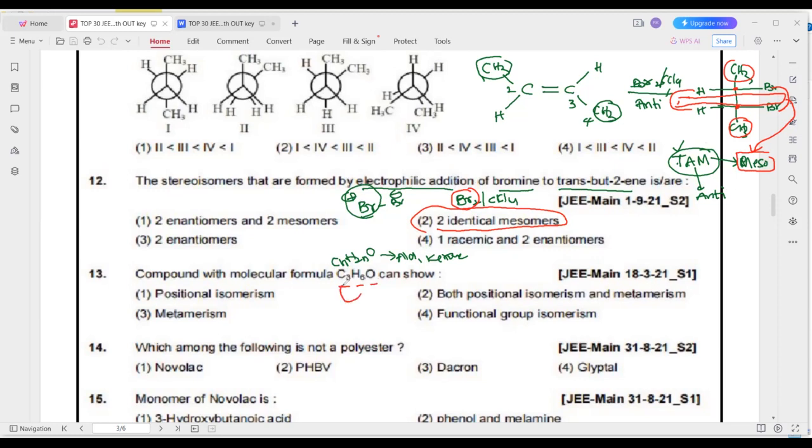So C3H6O follows the molecular formula CnH2nO. Whenever such a molecular formula is there, it is either an aldehyde or a ketone. Aldehyde and ketone are considered functional isomers. They are considered what? Functional group isomerism. So the answer to this question is functional group isomerism.